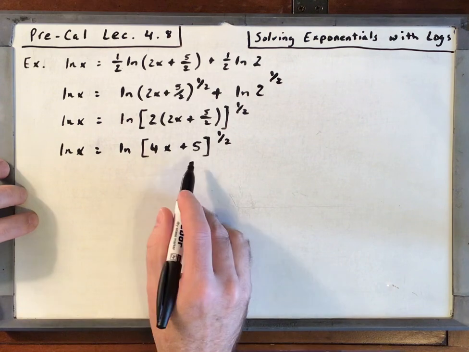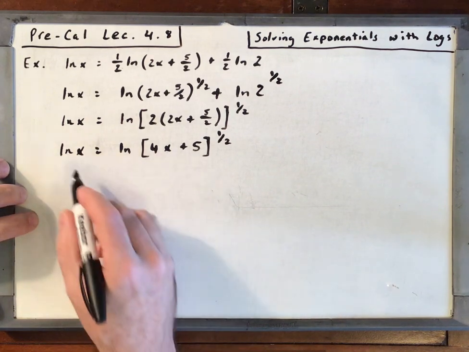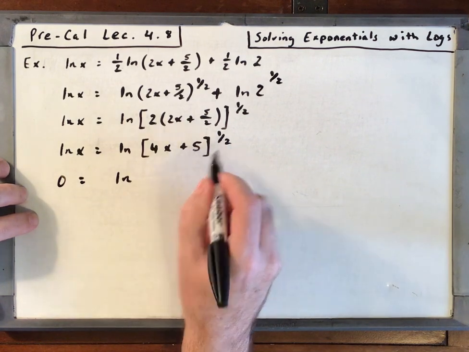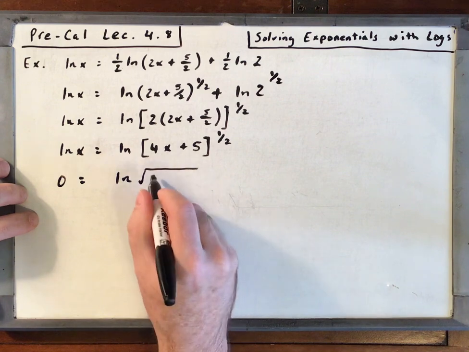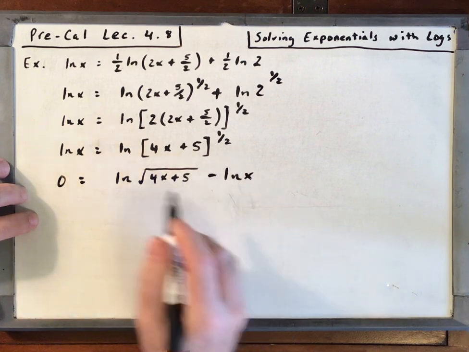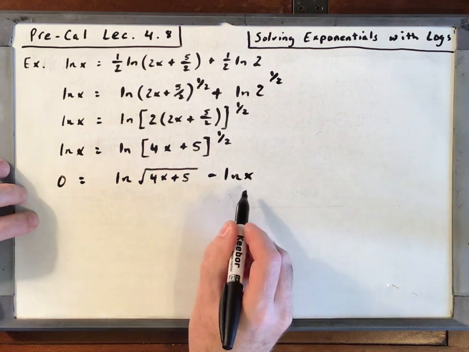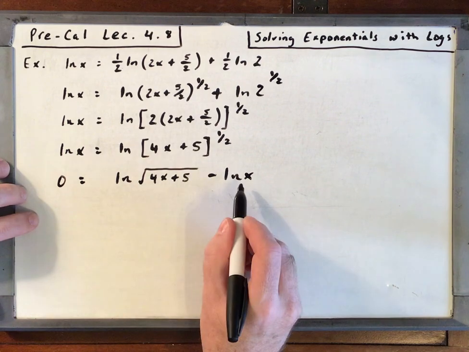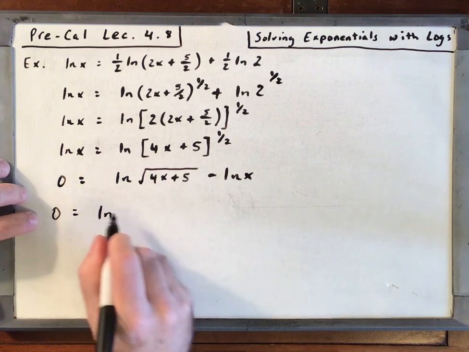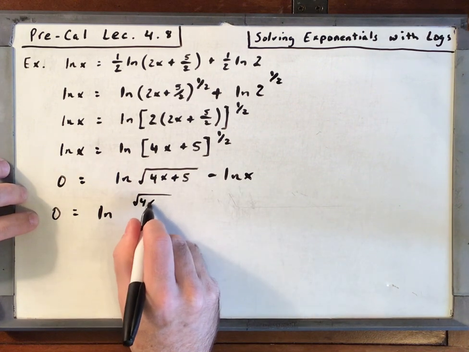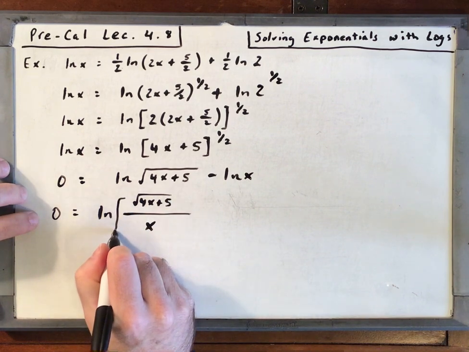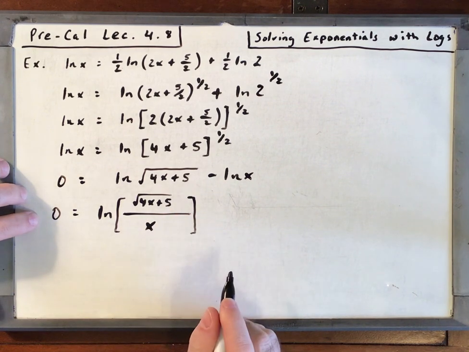Now I'm going to isolate the logs to the side. So I've got 0 is equal to natural log. Now anything to the 1/2 power is like taking the square root, so I'm going to go ahead and write it that way: natural log of the square root of 4x plus 5, minus natural log of x. So I just took that natural log of x and moved it over here, so I'm subtracting. Now I'm going to combine these two. I have subtraction, so that would be division. Natural log of the square root of (4x plus 5) over x. Don't really need the bracket, but we'll put it.